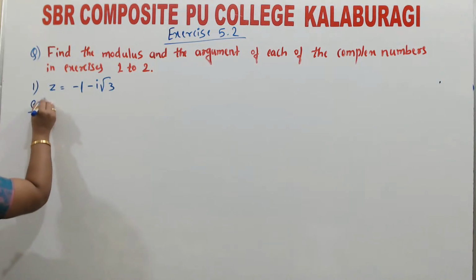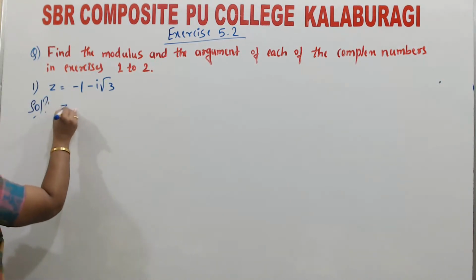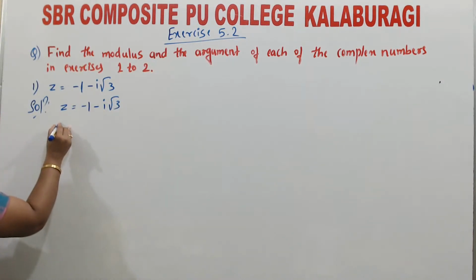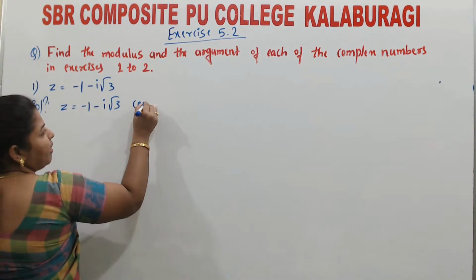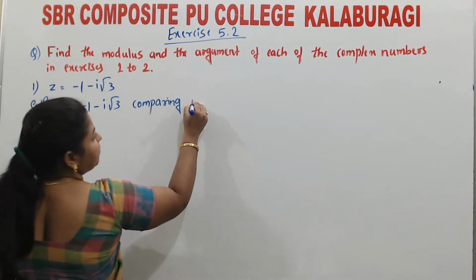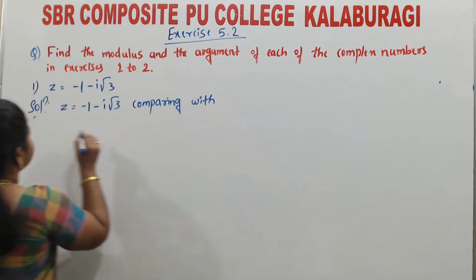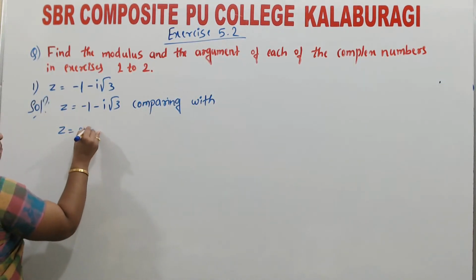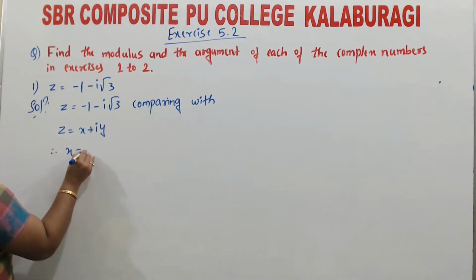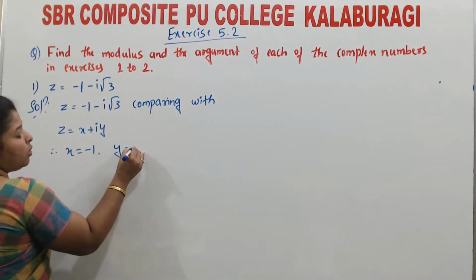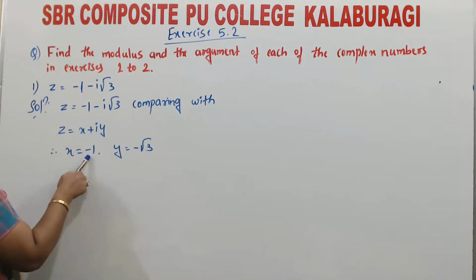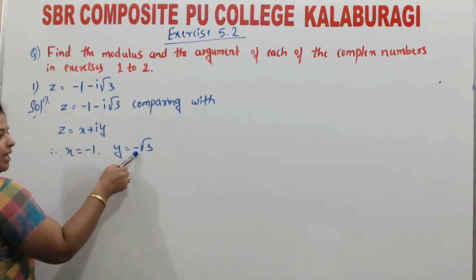Solution. Given complex number is z is equal to -1 minus i root 3. Comparing this complex number with z is equal to x plus iy, therefore here x is equal to -1, y is equal to minus root 3. Is it right?